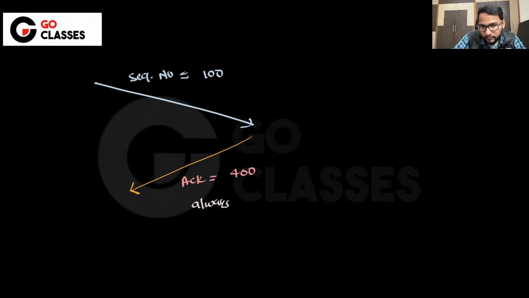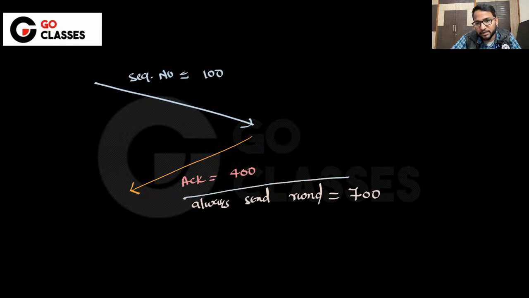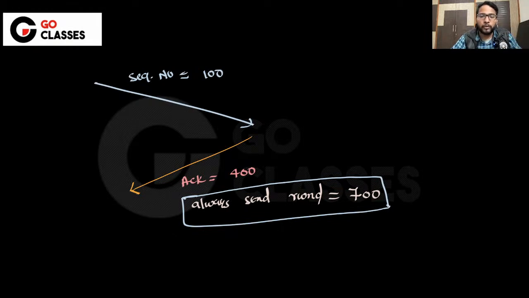We always send the receiver window, RWND. Let's suppose I am saying this is 700, which means you start with 400, but the maximum you can send is 700 bytes. That's all. If I do not send this receiver window, then obviously the sender does not know how many bytes to send. So if I am sending an acknowledgement number, then I always have to send the receiver window. Like this is my maximum capacity that I can hold at present. Okay, good.